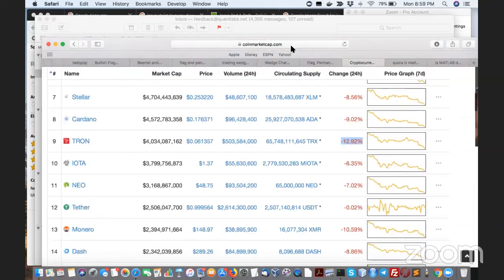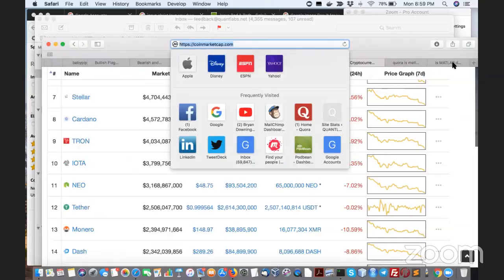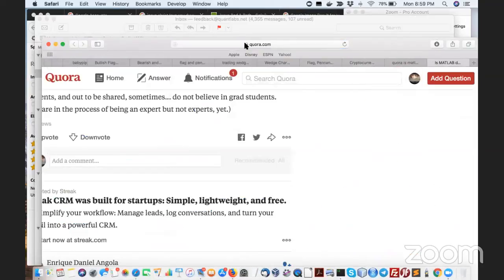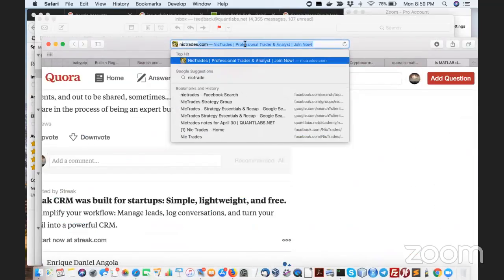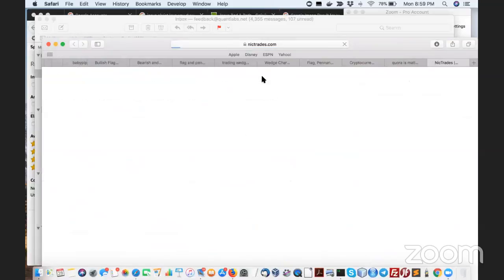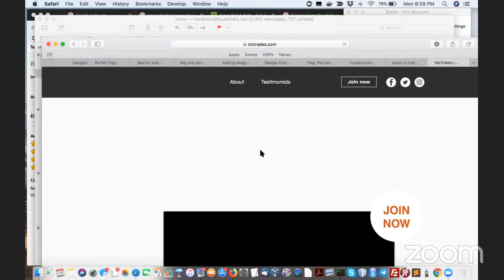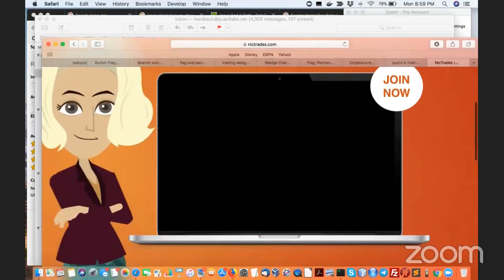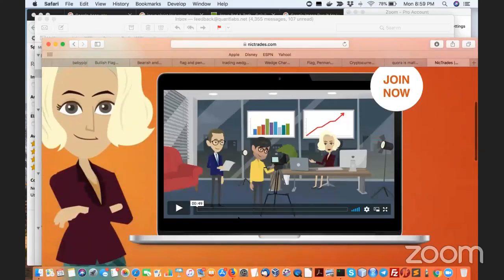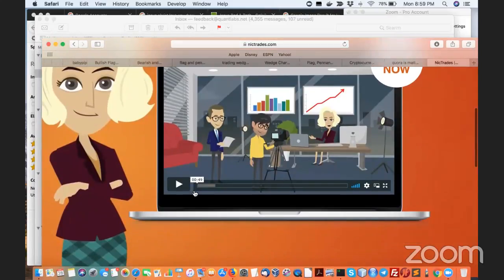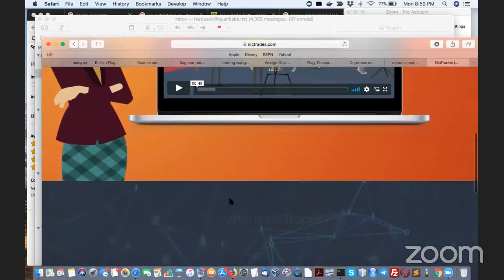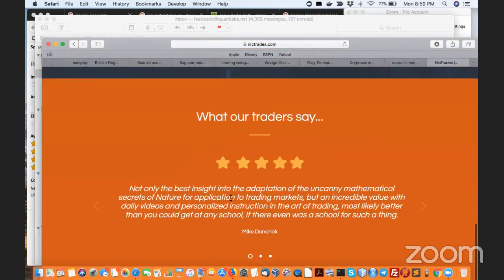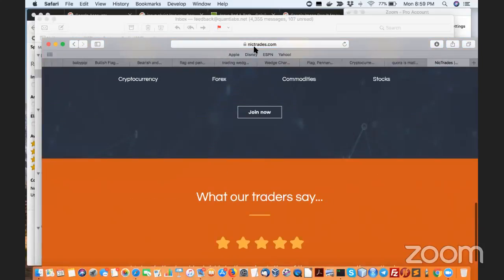Let me at least show you before I forget the Nick trades. If you do a Google search on Nick trades, you can find all her details on what she's done. So I'm just basically automating her strategy, and I'm now extending it and doing more with it. You can just go to nicktrades.com.